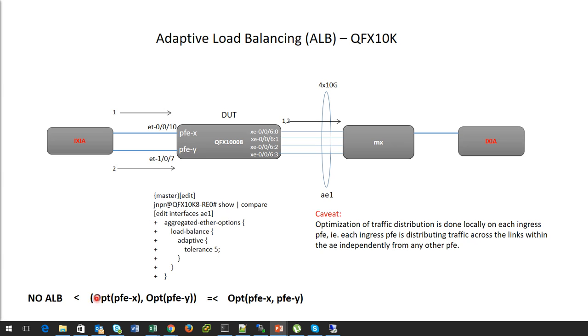So we are currently somewhere in between these two extremes. This is the ideal case. We are currently here. So we are again better than no ALB at all. Of course, the more flows, the better the traffic distribution among the member links. That rule is applicable at all times.